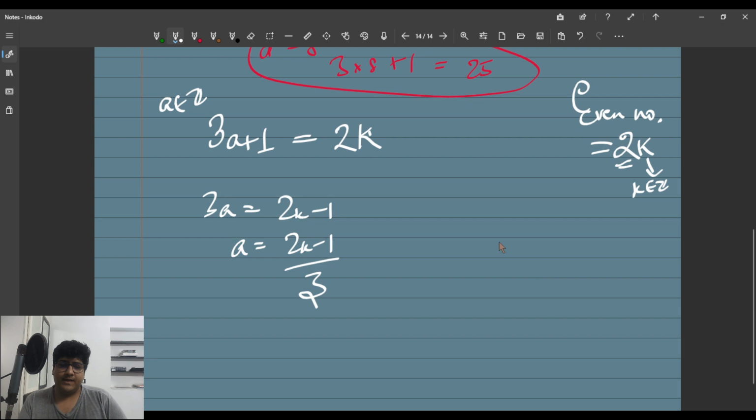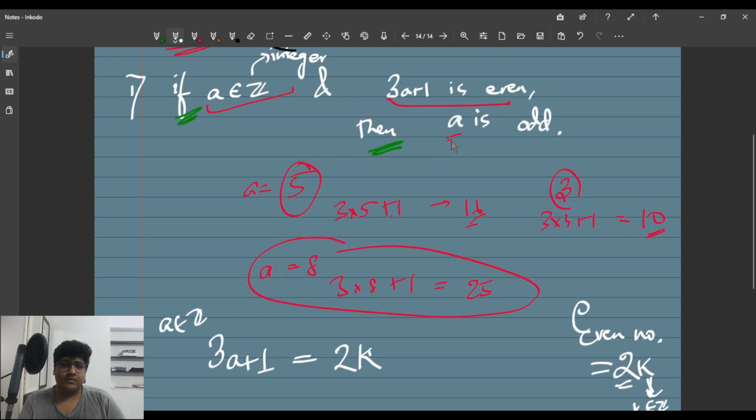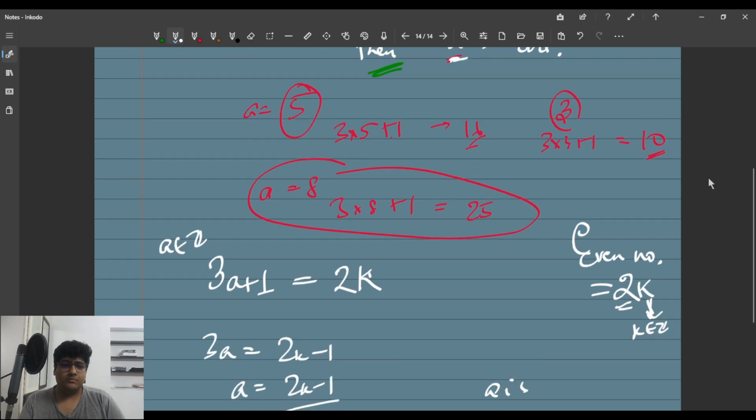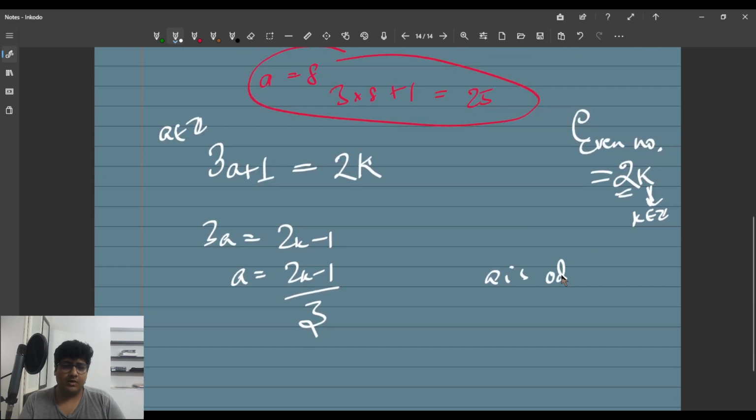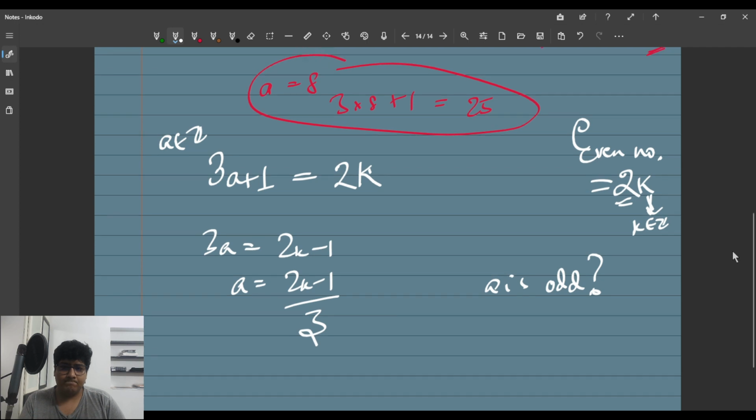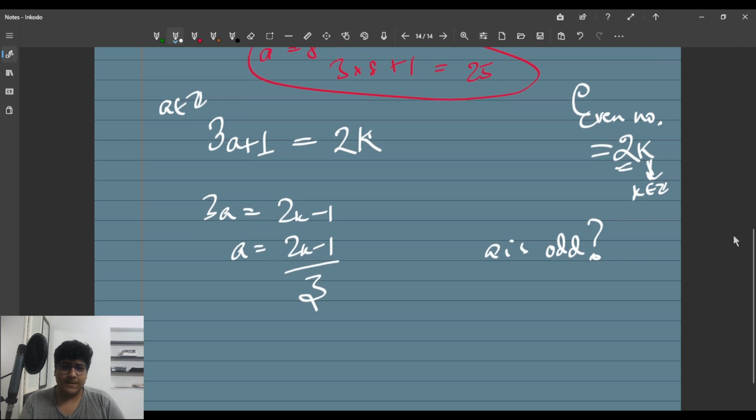Well, does this say a is odd or not? Because ultimately what we have to find, we have to establish whether a is odd. So does this say whether a is odd? I don't think so, right? So it leads us nowhere.